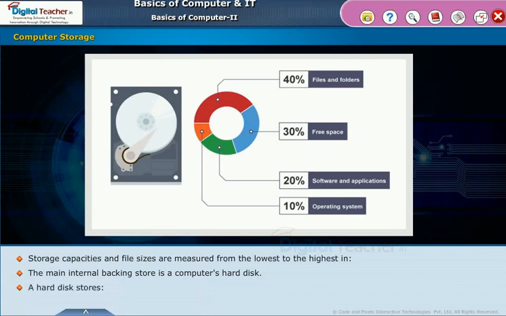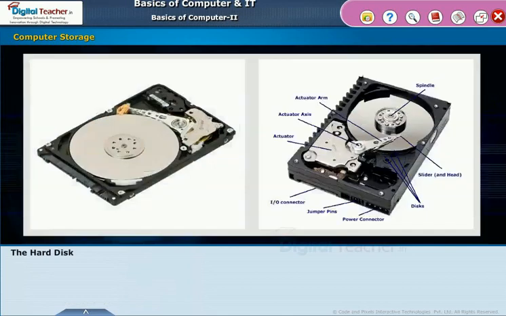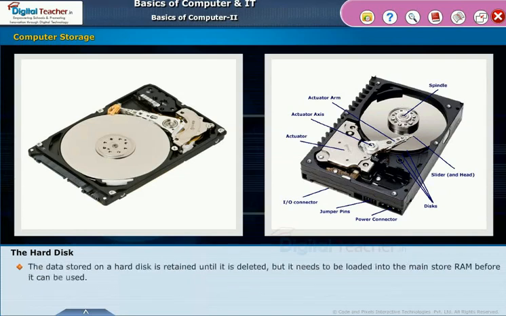Hard disk stores the operating system, software applications or programs, and the majority of your data files. The hard disk. Hard disks spin at very high speeds, around 7200 RPM, revolutions per minute, within a sealed unit inside the computer. Hard disks store large amounts of data. 200 GB to 1 TB is common in desktop computers. The data stored on a hard disk is retained until it is deleted, but it needs to be loaded into the main store RAM before it can be used.